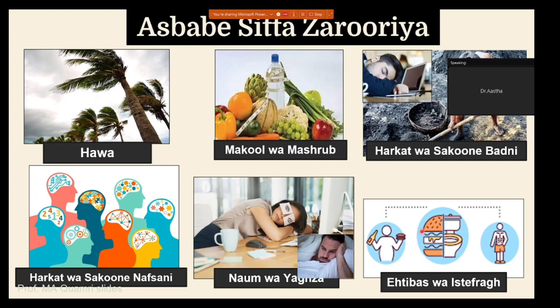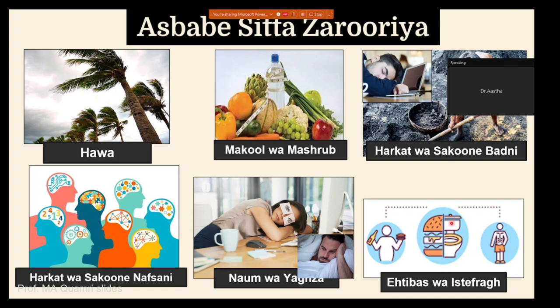retention and elimination, evacuation and elimination, where there are things which need to be retained in the body that are essential to provide energy to the body, or that become part of the body. The things which are required are to be retained, which is called Ehtebas, and the things which are not required by the body are to be eliminated from the body, which is called Istifragh or elimination.